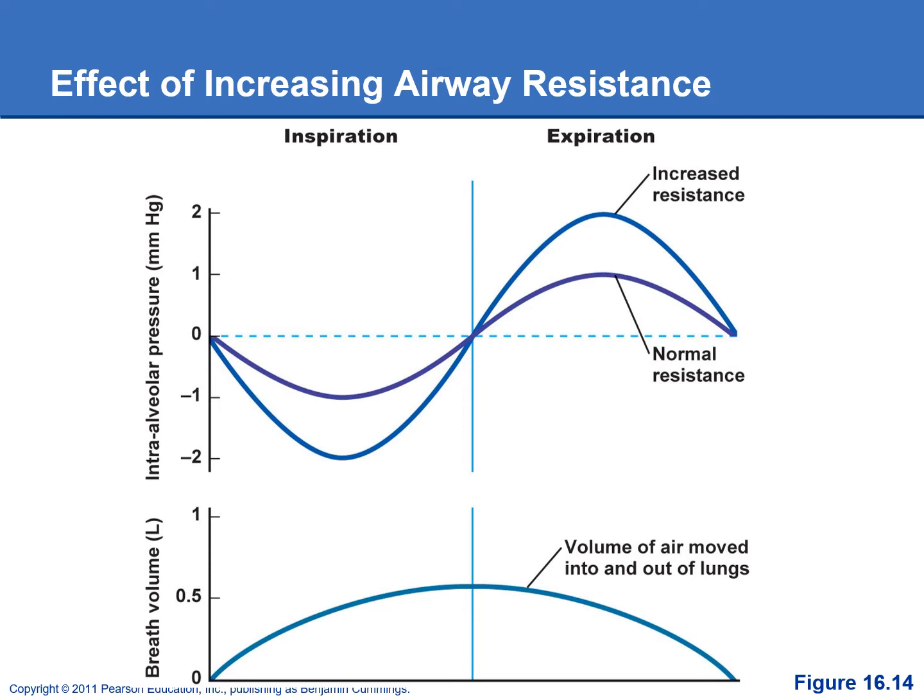So on these graphs, the first line here is showing you normal airway resistance. And so our intra-alveolar pressure just varies from -1 in inhalation to +1 during exhalation. But if you increase the resistance, maybe the person is having an asthma attack and the airways have really narrowed down, in order to get the same amount of air in and out of the lungs, you have to really increase your pressure gradient. So you're really going to have to work a lot harder to breathe in and out to get the same amount of air in and out of the lungs.